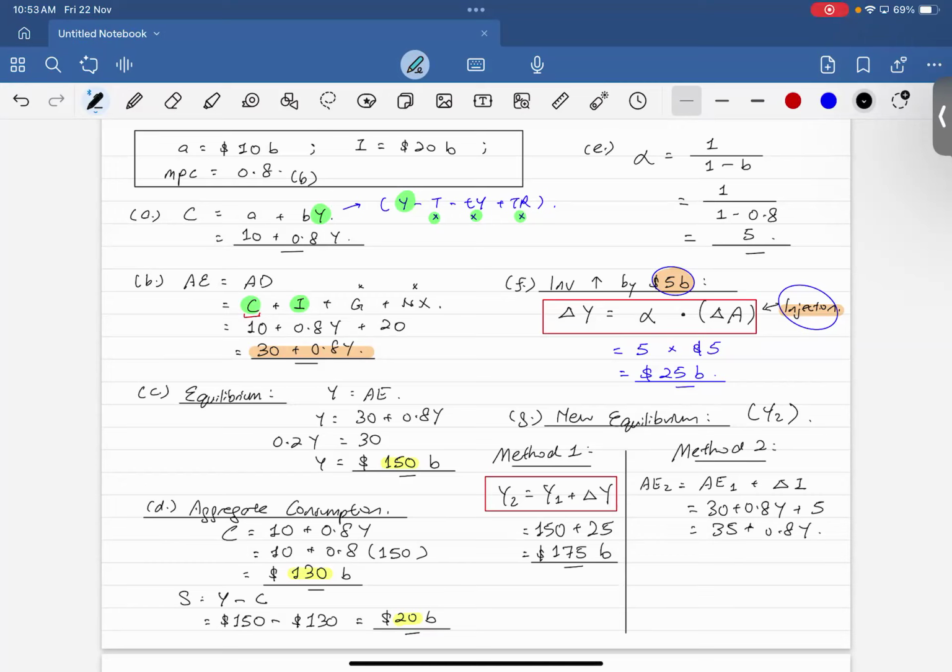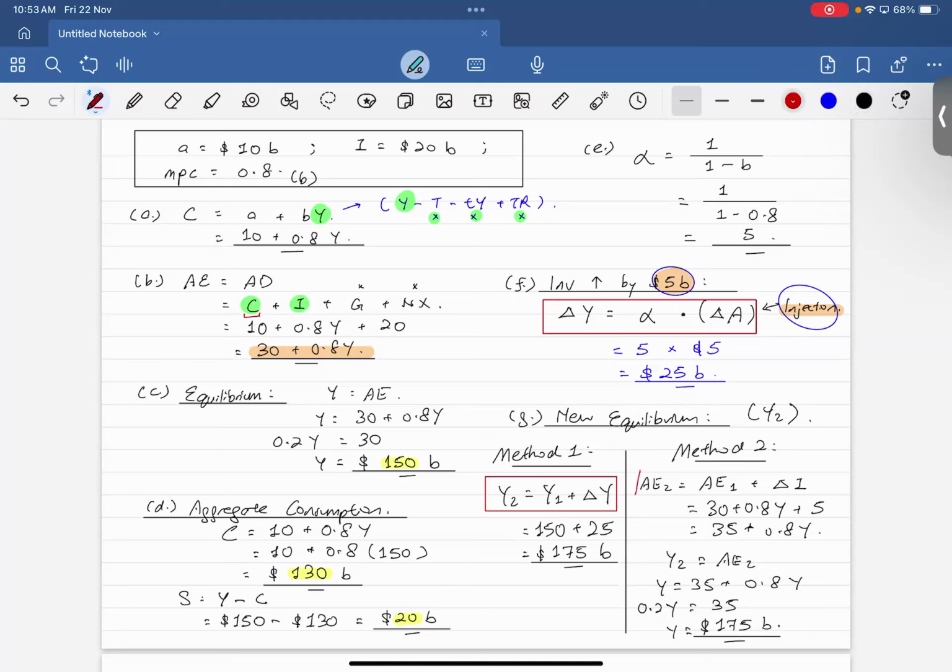Now we can calculate. Y2 equals AE2. So we can write Y equals 35 plus 0.8Y. Move the Y to one side, and at the end, you will get the answers. Same answers. So different methods, but same answers.